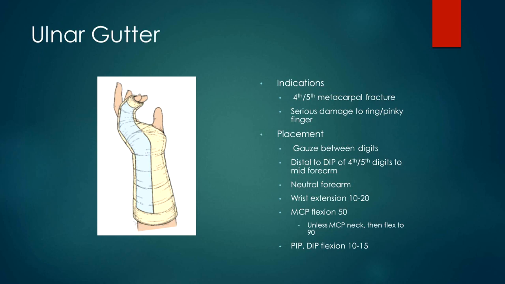Ulnar gutter, these are good for your fourth and fifth metacarpal fractures or any serious damage to the ring or pinky finger. So like your boxer's fracture or anything like that, this is a good one for that if it's a fifth metacarpal fracture. You want to put gauze between the two digits. You wrap the arm with good pre-wrap. You go to the distal, to the DIP, the fourth and fifth digits, and then up to the mid-forearm. You want a neutral forearm. Wrist extended to 15 to 20 and MCP flexion to about 50.